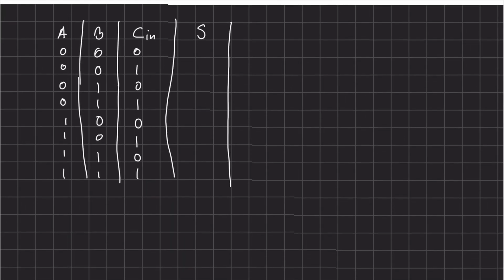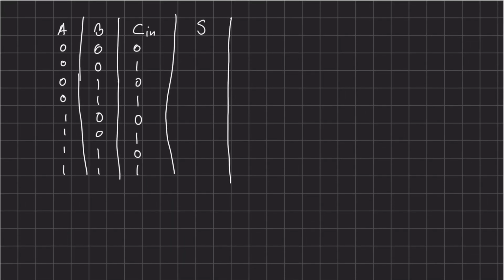So if I have all 0s, obviously it will be 0. I have 1, it will be 1. And I have 1 here too. If I have two ones, it's a 0. So here 0, 0, 0. But if I have 3 ones, of course I have a 1.